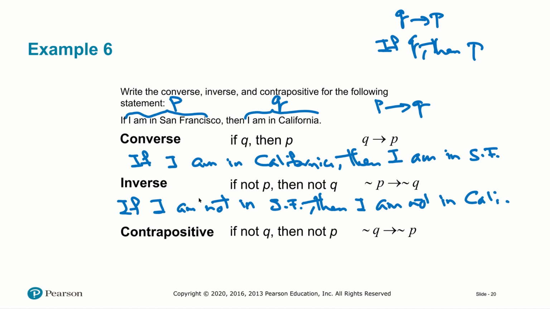All right. So how about the contrapositive? If not Q, then not P, right? So what is not Q? Well, here's Q. I am in California. So not Q becomes I am not in California. So if I am not in California, then not P. P is, of course, I am in San Francisco, so not P becomes I'm not in San Francisco.